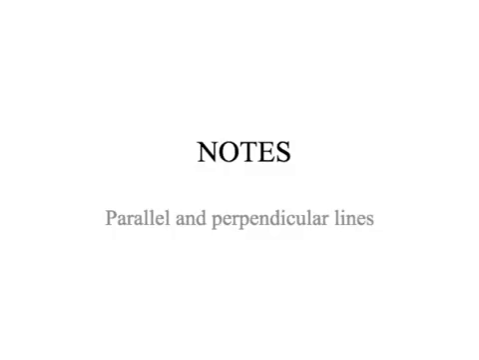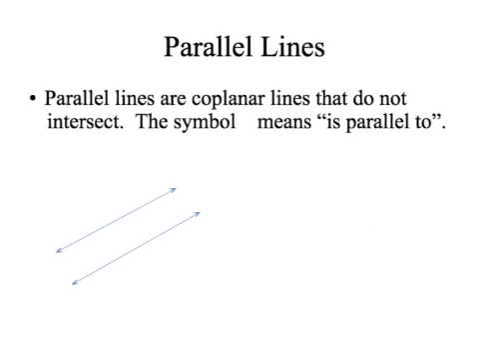Alright, so we're going to take notes on parallel and perpendicular lines. First definition: parallel lines are coplanar lines that do not intersect. Okay, they do not intersect.